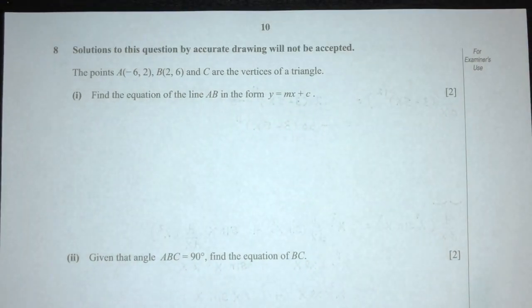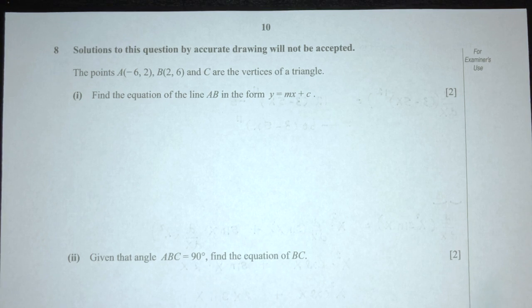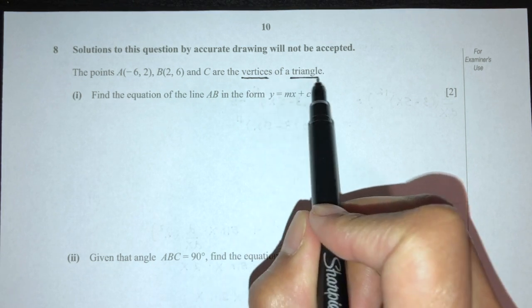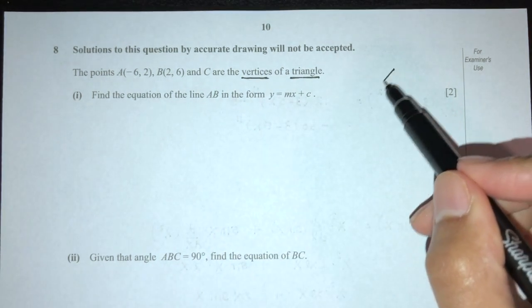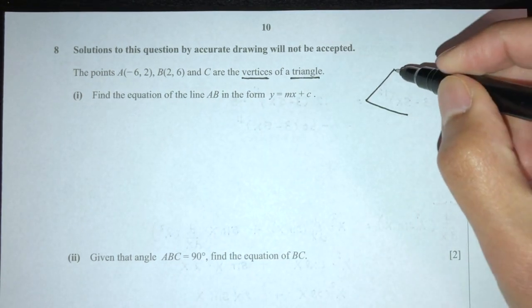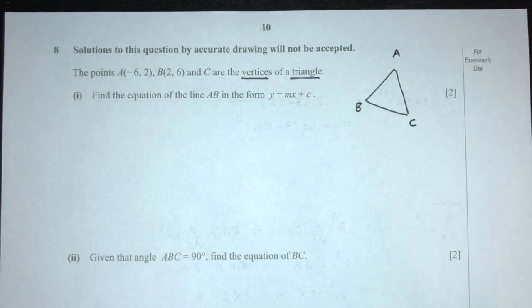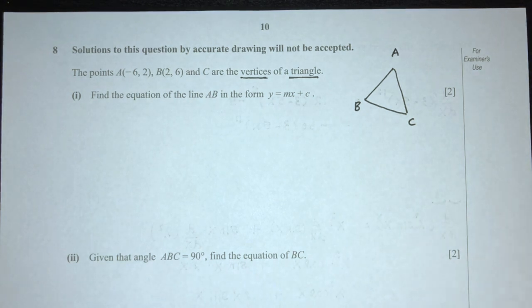Now let's move on to question number 8. Solutions to this question by drawing will not be accepted, so you have to show your work step by step on how you found the answer. The points A, B, and C are vertices of a triangle. Basically you have a triangle, and these will be your points A, B, and C. For example, it is not exact, but that's the idea.